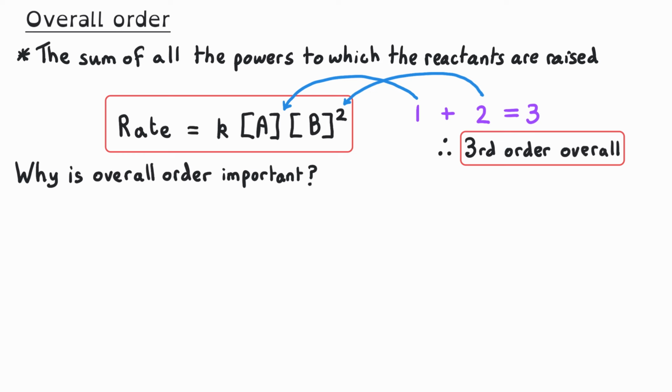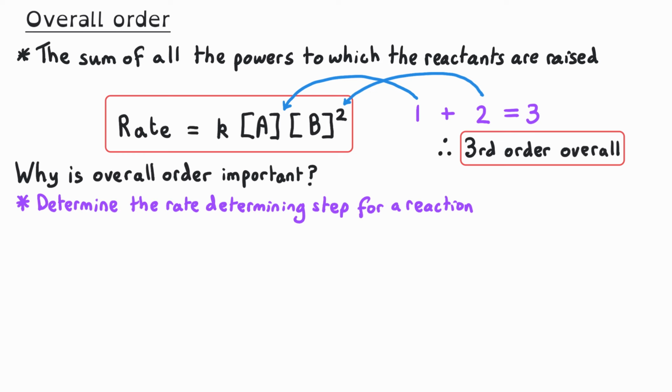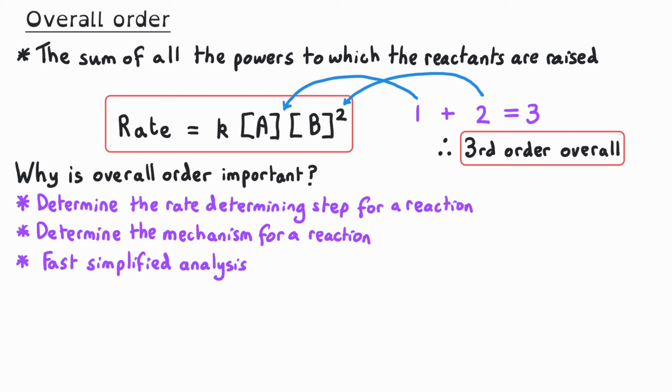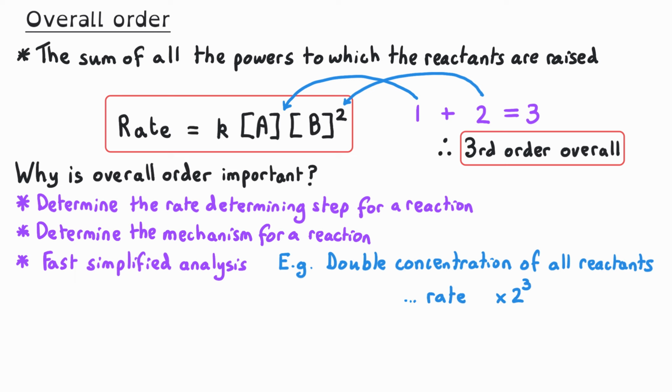And this is important for a number of reasons. Firstly, it allows us to determine the rate determining step for a reaction and to determine the mechanism for an organic reaction. More about these in a different section. Additionally, it gives us a fast, simplified analysis, a quick understanding of how the rate of reaction would respond to changes in the concentration of the reactants. For instance, for a third order overall reaction, if we doubled the concentration of all of the reactants, the rate of reaction would be multiplied by 2 to the power of 3. In other words, the rate of reaction would be 8 times larger.